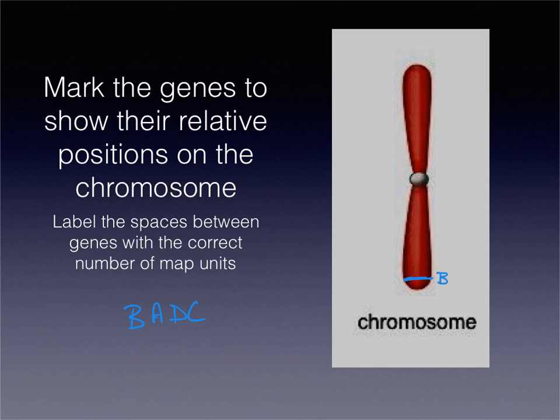The distance to the next gene, A, is 15, so we're just going to approximate and put this at 15 map units, just so we have a relative idea. A to D is 25, so that's going to be a little bit further. And D to C is 5, so that's going to be relatively close right there. And we've mapped the positions of our genes on the chromosome.